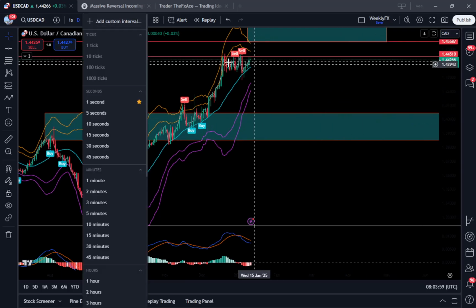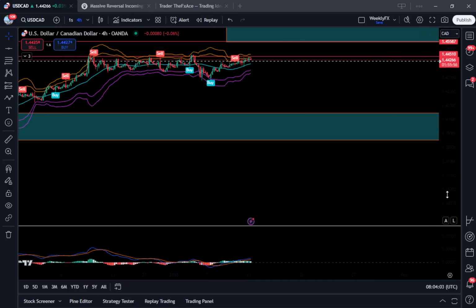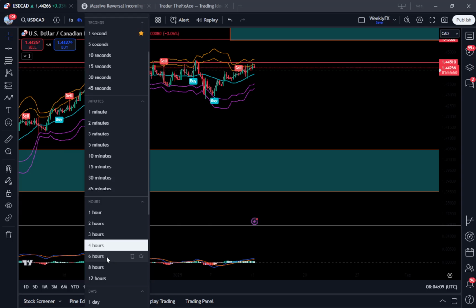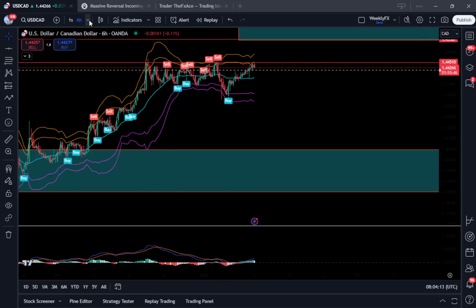What I'm going to be looking for is sell signals now. So we look at the 4-hour chart. We did get a sell signal here. So I'm going to be looking for a sell signal from the 4-hour, 6-hour, or 8-hour chart inside this, where we are now, basically.